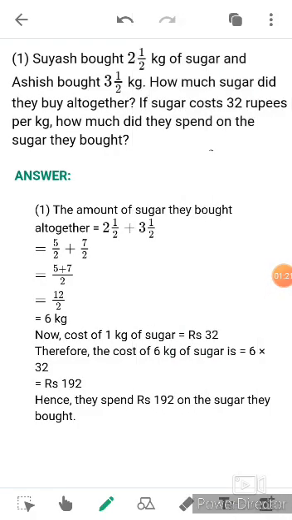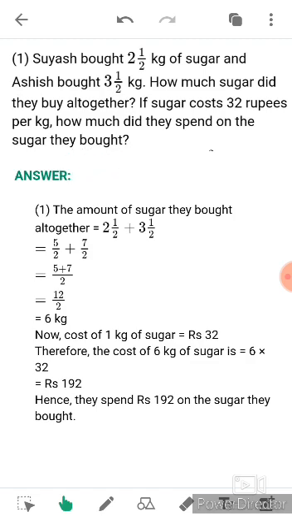So here is the first problem. Suyesh bought 2.5 kg of sugar and Ashish bought 3.5 kg. If you have the textbook, open it and take out practice set 10. How much sugar did they buy altogether? If sugar costs 32 rupees per kg, meaning the cost of 1 kilogram of sugar is 32 rupees, then how much did they spend on the sugar they bought?